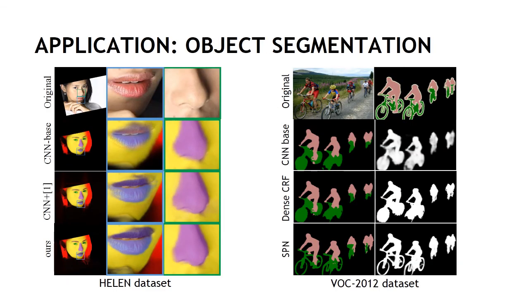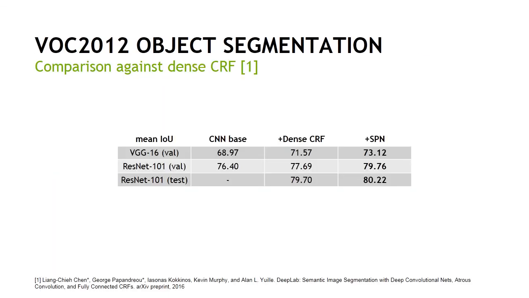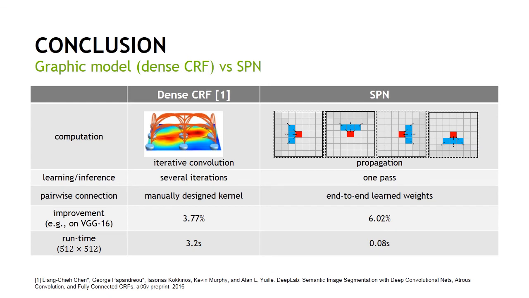The SPN demonstrates significant improvement in accuracy for high-resolution face parsing and semantic segmentation. It quantitatively outperforms a dense CRF under the same settings with various baseline segmentation models. It is a nice alternative to graphical models used in deep learning tasks due to its significant improvement in accuracy and speed.